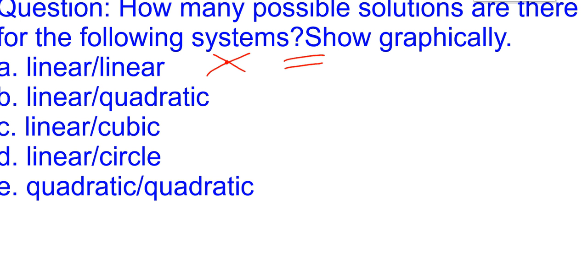Perpendicular would still be one. They can be the same line, right? And so this is one solution, no solutions, and an infinite number of solutions, right? So now, do the same thing for linear quadratic, linear cubic, linear circle, and quadratic quadratic. See what you can come up with.